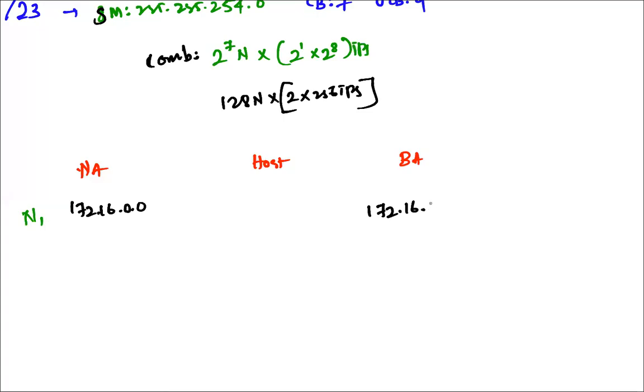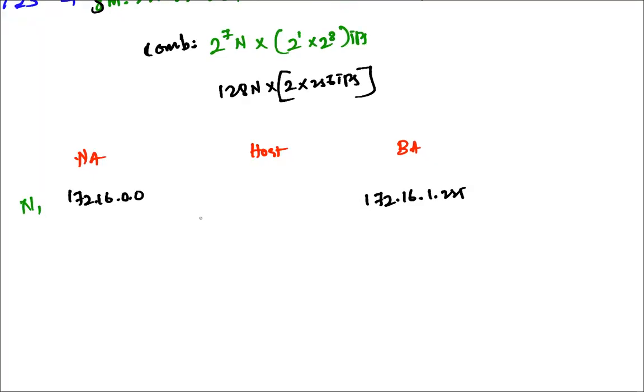172.16. What is it? 1.255. Can you see the 0 and this 1? How many values are there? 2 values, right? That is what this 2 is. Right? 0 to 1. And what is this? 256. How many values do we have there? 0 to 255, 256 values. Can you understand? So which means 172.16.0.0 to 172.16.1.255. Is this network number 1?